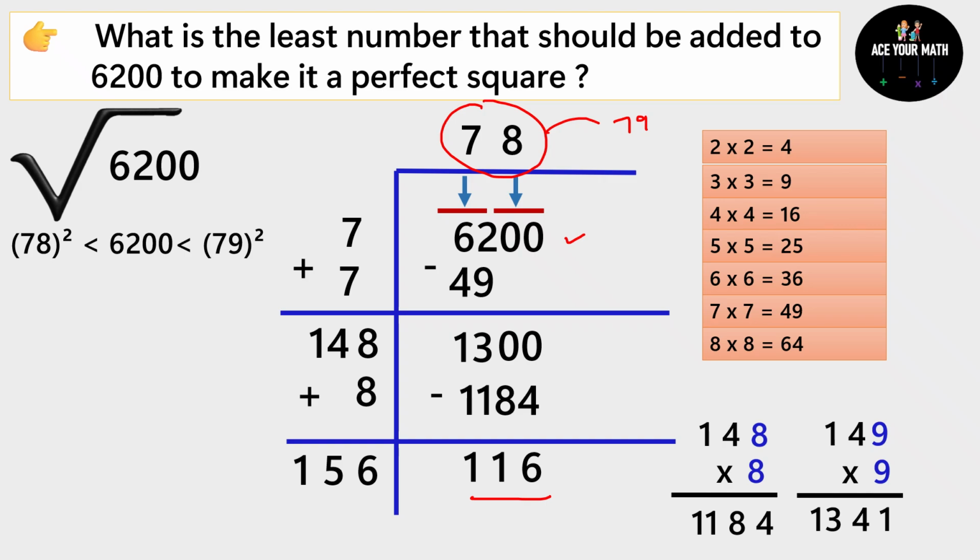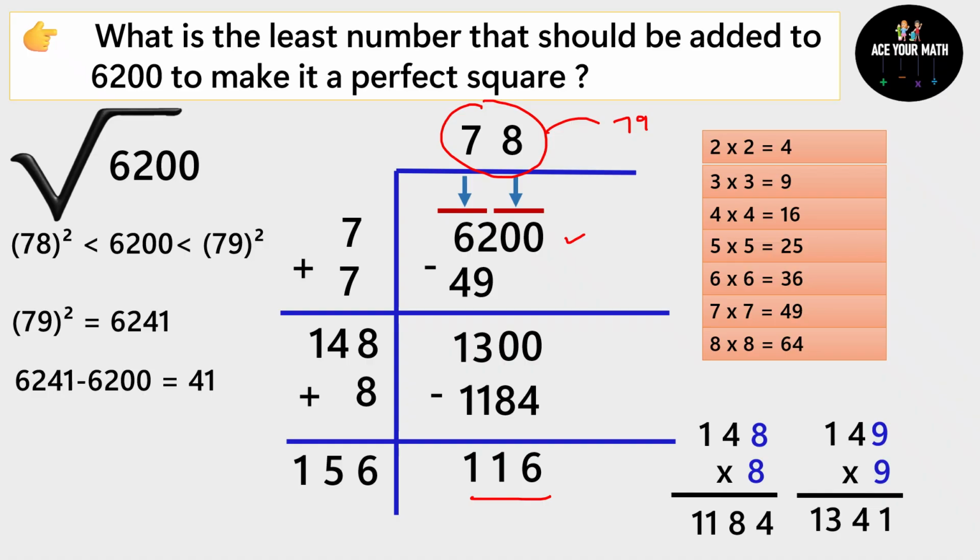The question asks what is the least number that should be added to 6200? What is the next square? The next square is 79, so first find the square of 79. That gives you 6241. Now you need to add which number to 6200 to make it a perfect square? So you subtract 6200 from 6241. That gives you 41.